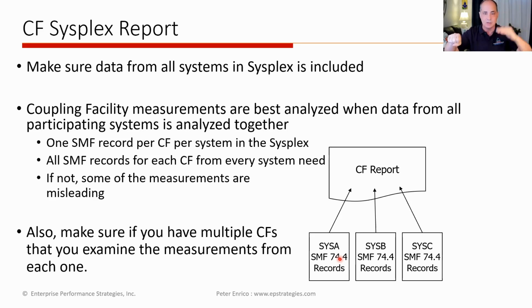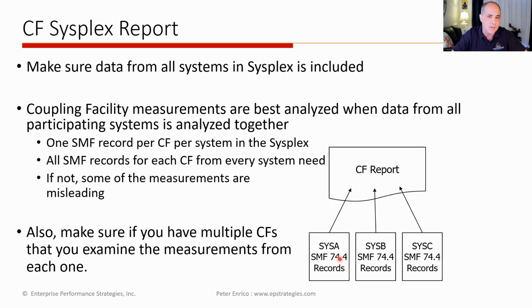You want each measurement, in other words, if we have, let's say, a cache structure with 1 million directory reclaims, which I'm going to go through what that measurement is. But let's say you have 1 million directory reclaims. If I collect that measurement on systems A, B, and C, it's going to be exactly the same number because it's a hardware measurement, not a software measurement. And you never want to add those together.